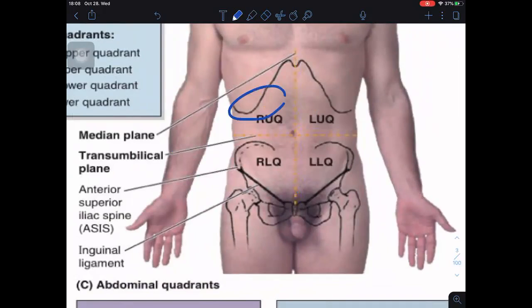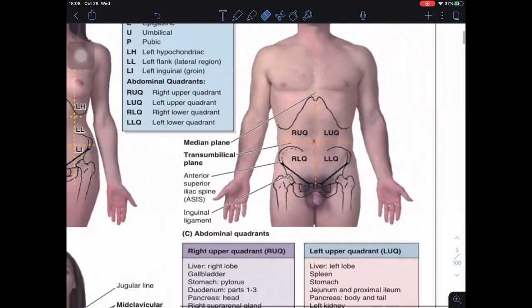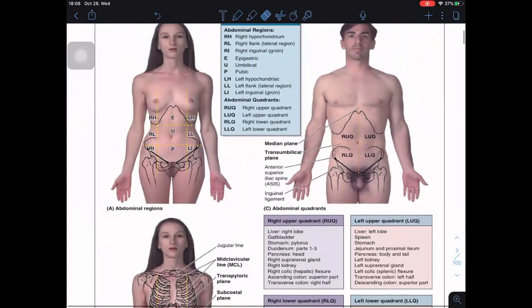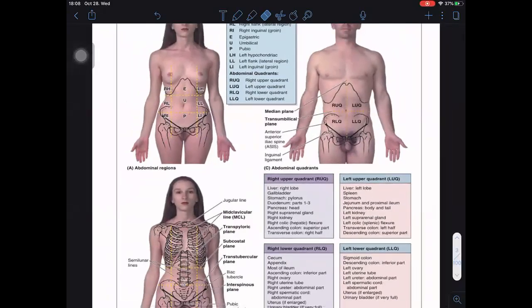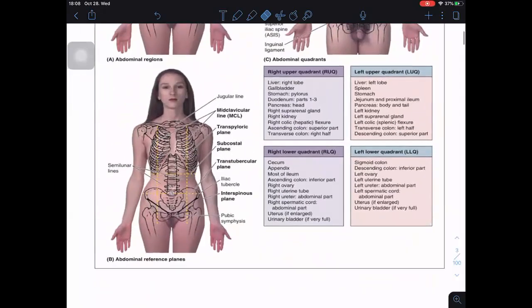just say pain in the right upper quadrant, or that's what you're going to read in the different books or different notes later on. So keep it basic and simple. In every quadrant, everything is written down here, what you can find there, but don't waste your time on memorizing these right now, because it's just going to be painful.